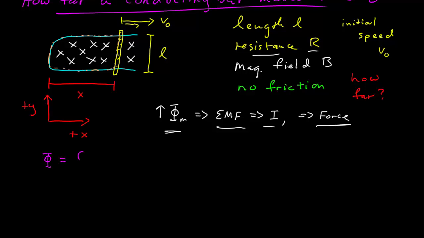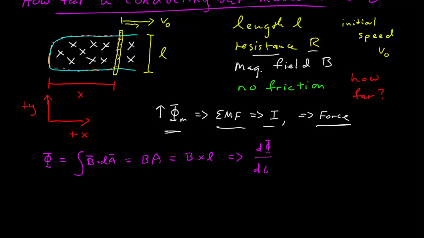The magnetic flux is the integral of B dot dA. Here the magnetic field is into the page, and the vector perpendicular to the area is into the page, so this just becomes B times the area of the loop. We're going to say the loop is a rectangle with a length x and a height L. So that's our flux. We want the changing flux to calculate the EMF.